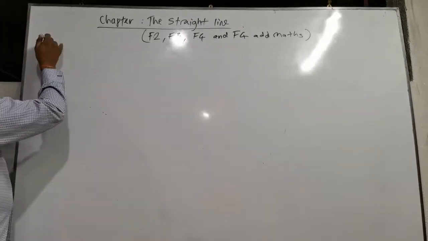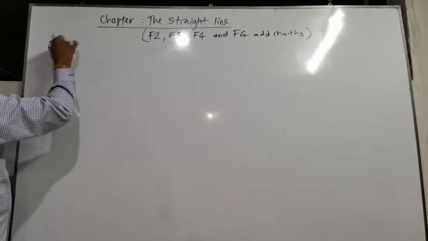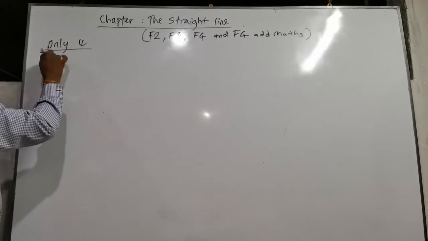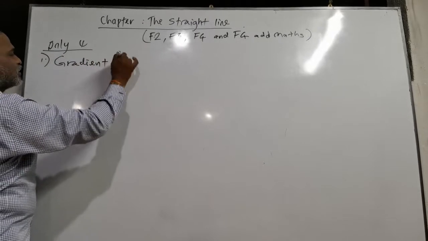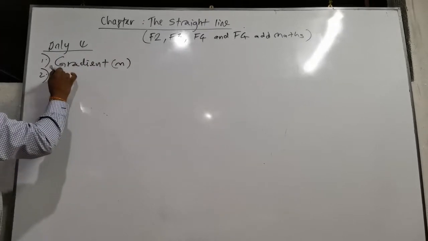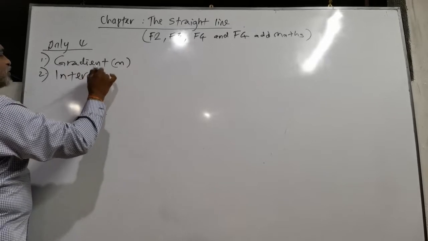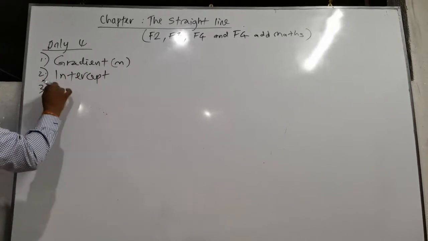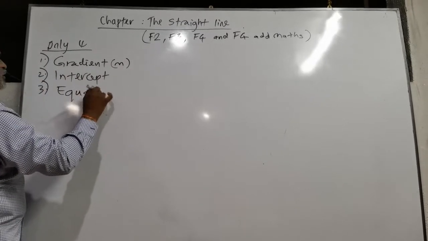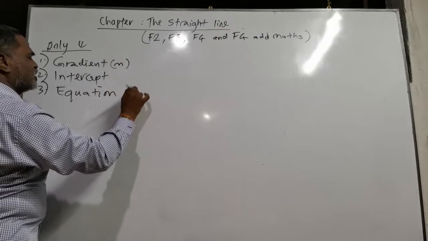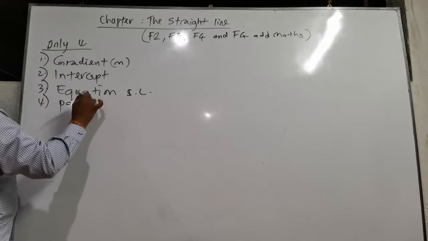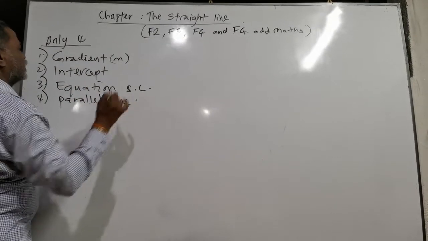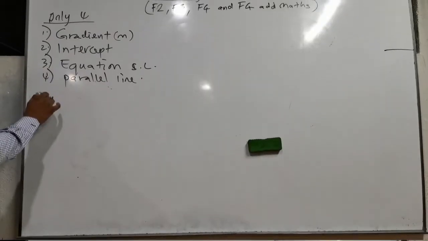Okay, actually if you see, there are only 4 aspects. First aspect we are going to learn gradient. Gradient in Malay we call kecerunan. Second we are going to learn intercept. Third we are going to learn equation of straight line. And then finally we are going to learn parallel line. So I start with number 1, the gradient.